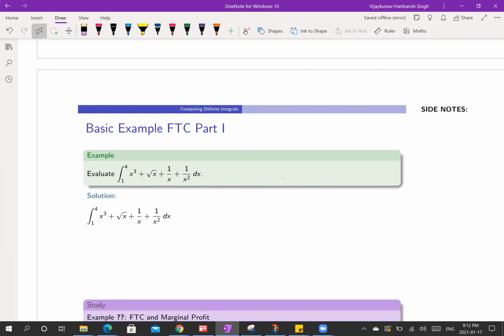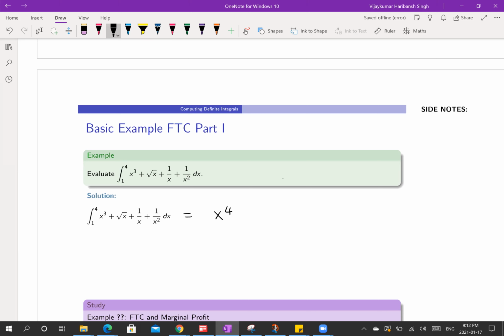So suppose we have the integral from 1 to 4 of x cubed plus square root of x plus 1 by x plus 1 by x squared. So how do we go about it? We'll use the power rule here. So let's write down everything as proper powers.